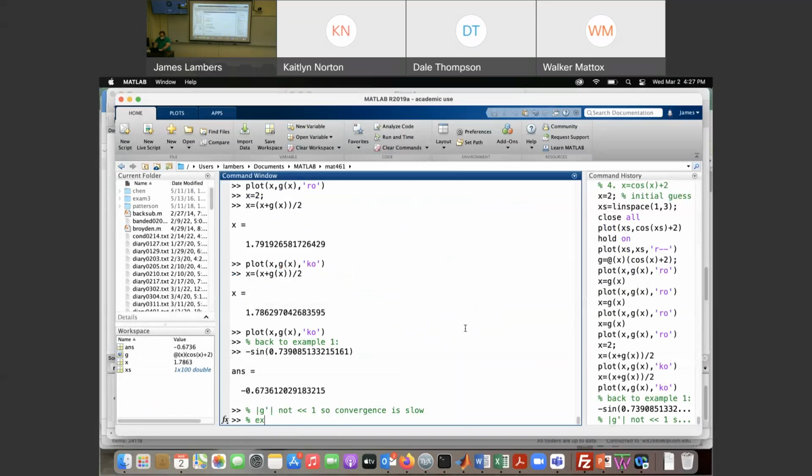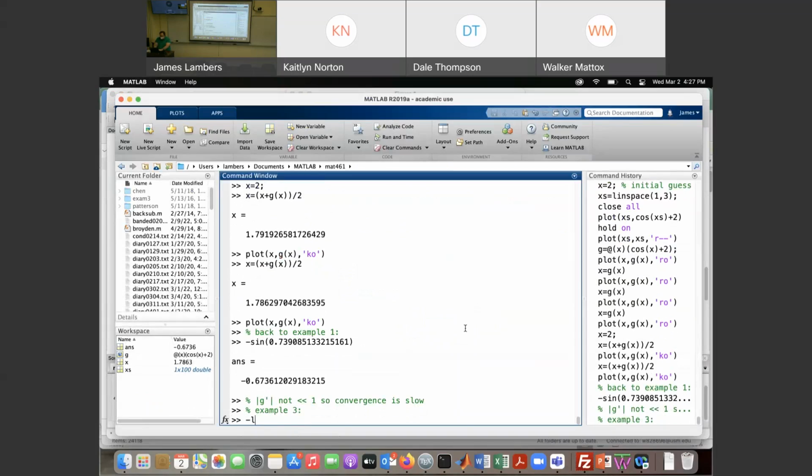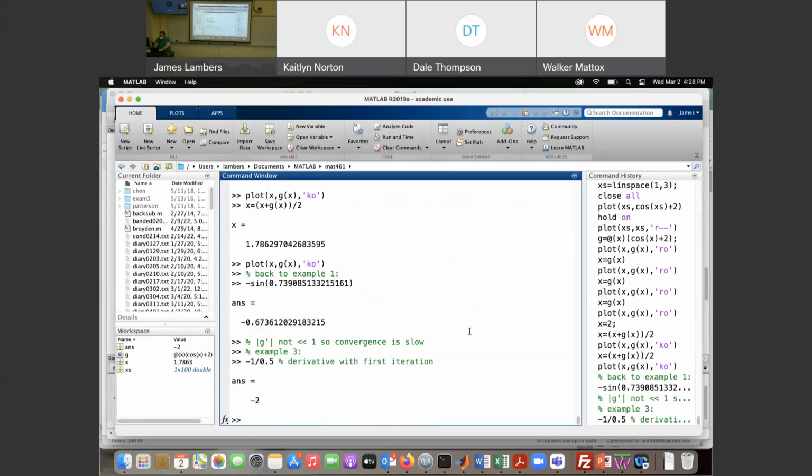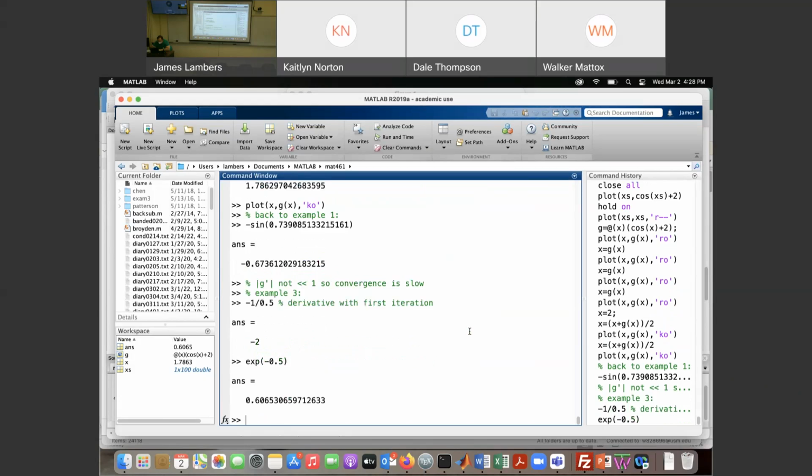Okay, so in this case, minus natural log of 0.5, but really it's, so this is the derivative, yeah, so it's greater than 1 in absolute value. Whereas here we have e to the minus 0.5. Less than 1 in absolute value. It's not great convergence, but at least it will converge.